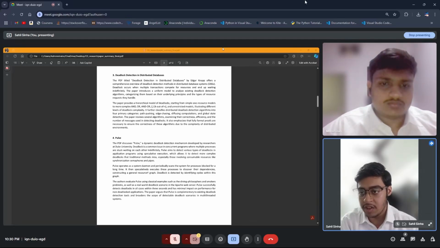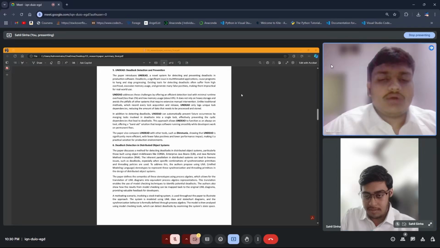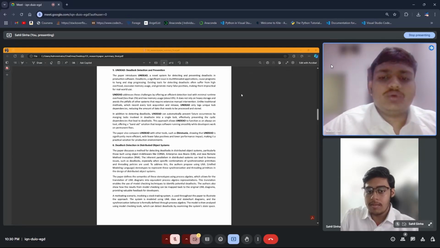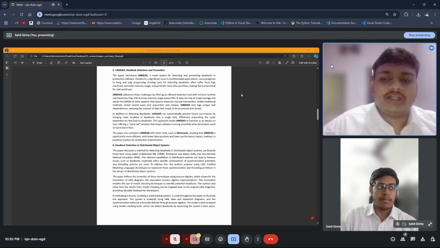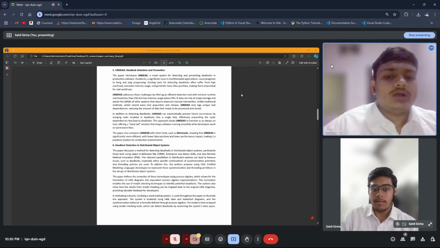scope for multi-threaded systems. Now we will discuss our fifth research paper, which is UNDEAD, Deadlock Detection and Prevention. UNDEAD is a tool designed to detect and prevent deadlock efficiently with minimal runtime overhead. The tool logs only unique lock dependencies, which reduces data storage requirements significantly.